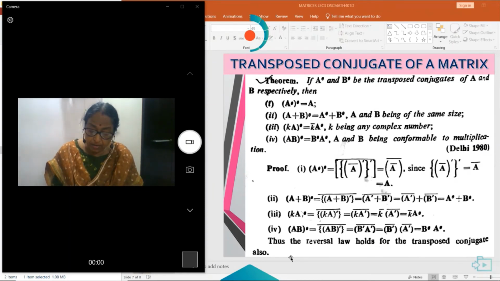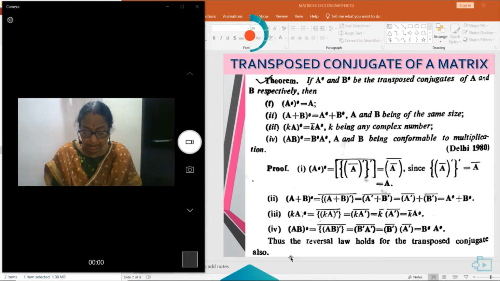Now, A theta, that theta can be written as A bar dash and then bar and then dash. So this is equal to A bar, the bar, since A bar dash again dash, A bar dash the dash is equal to A bar, and A bar the bar is equal to A. So A theta to the power theta is equal to A.